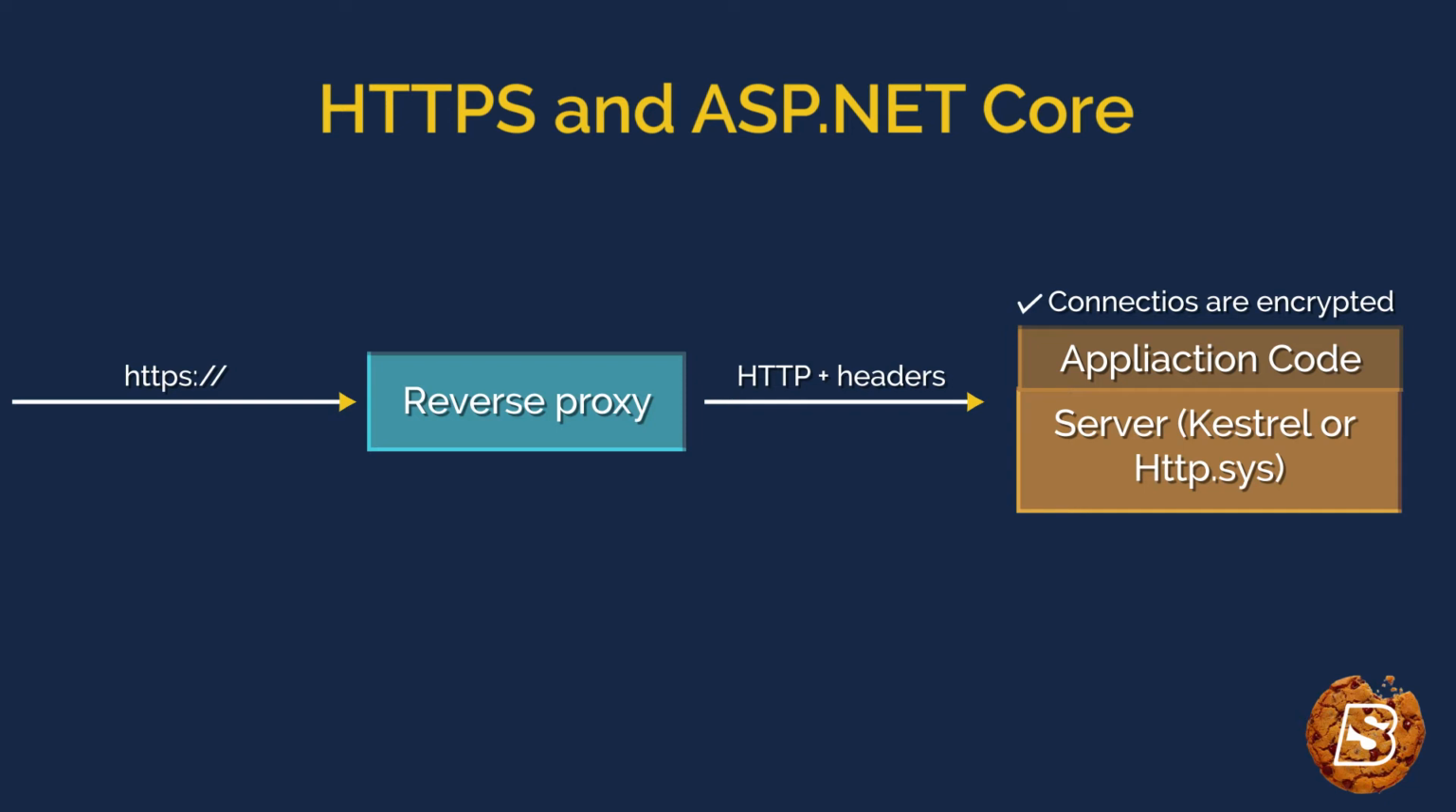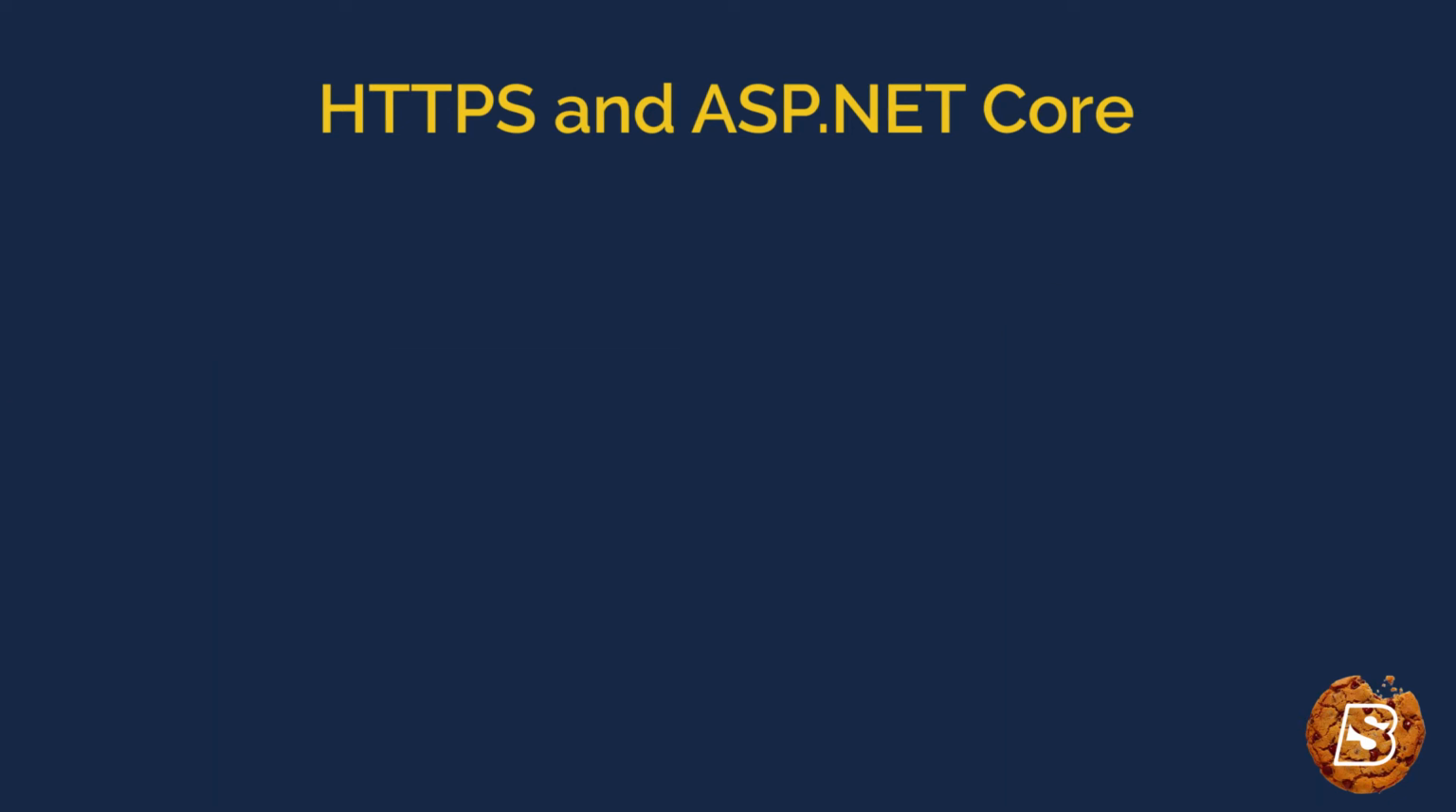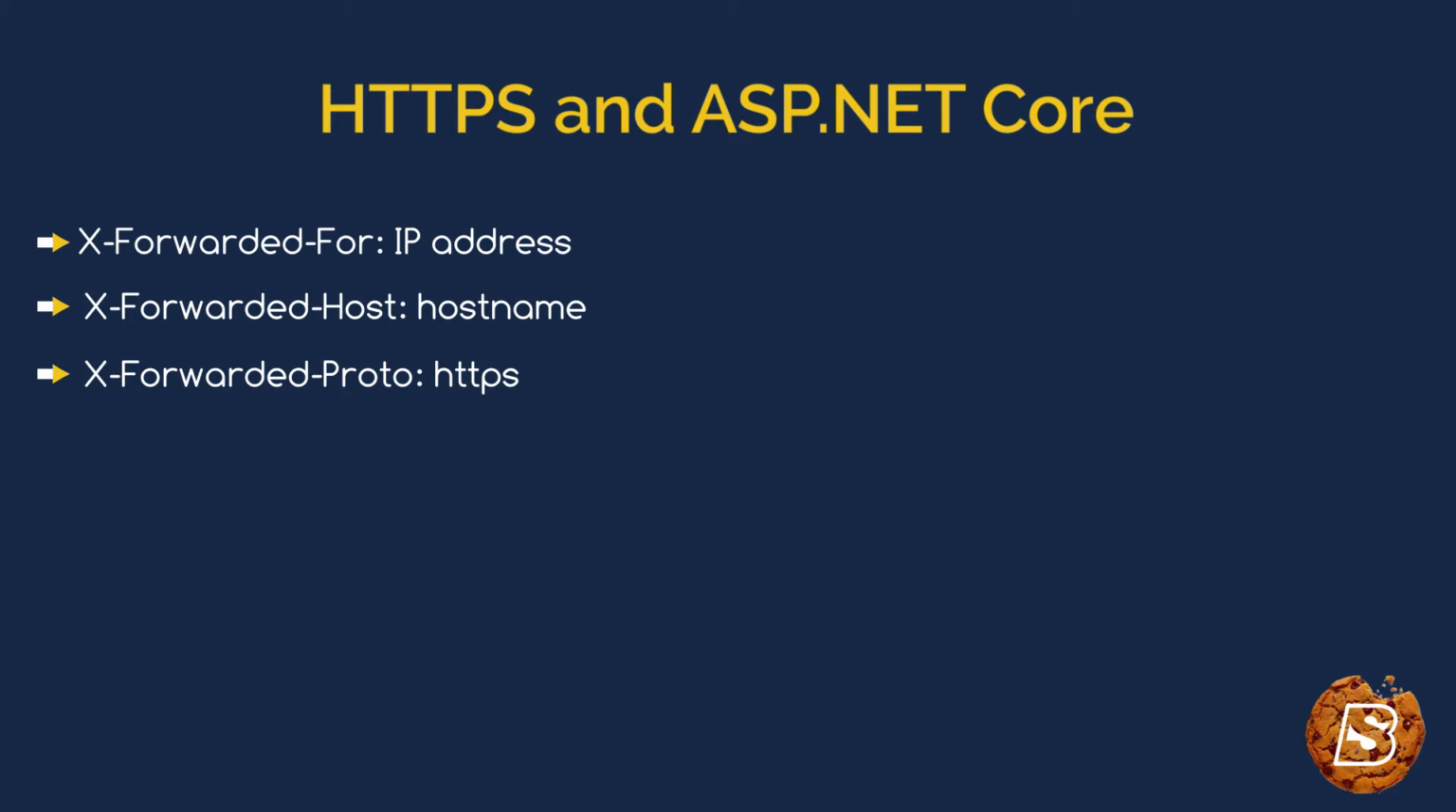When I was mentioning headers, that means we were talking about some forwarded headers. These are some of the forwarded headers that can be taken into consideration when you are forwarding the request from a reverse proxy to the application code. First one being forwarded for with the IP address, or forwarded for with host, that is host name like example.com, google.com, something of that sort, and then forwarded protocol as HTTPS.